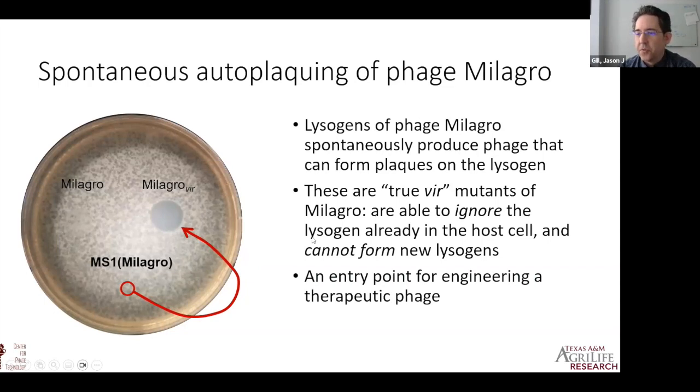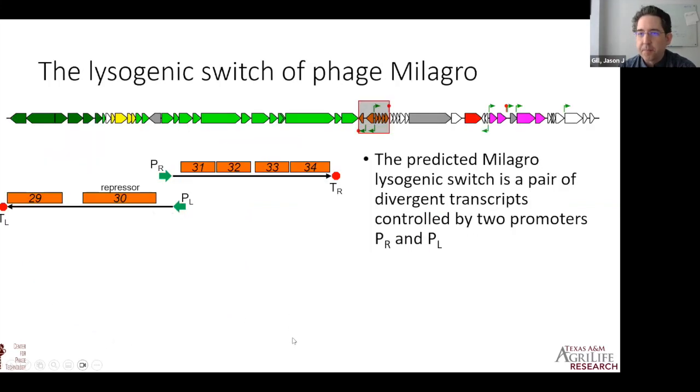So these are what we call true Vir. And this was a really good entry point for us to be able to engineer this phage, because we didn't really have to engineer anything at all. The phage just did this for us all by itself, which was very convenient for us.